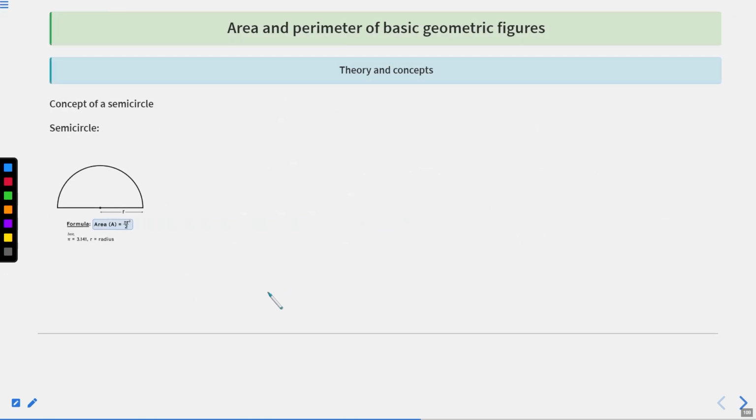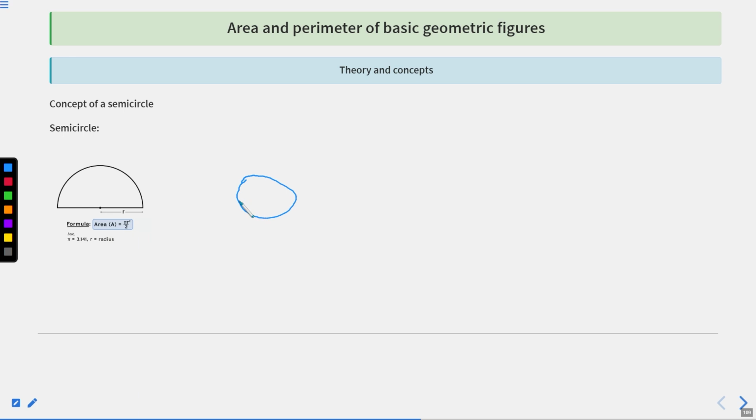What is a semicircle? We have a circle, and if we cut it in half from the center line, the remaining portion is what we call a semicircle. The formula to find the area of a semicircle is nothing but half of the original circle, because the semicircle was obtained by cutting the circle into two equal portions.